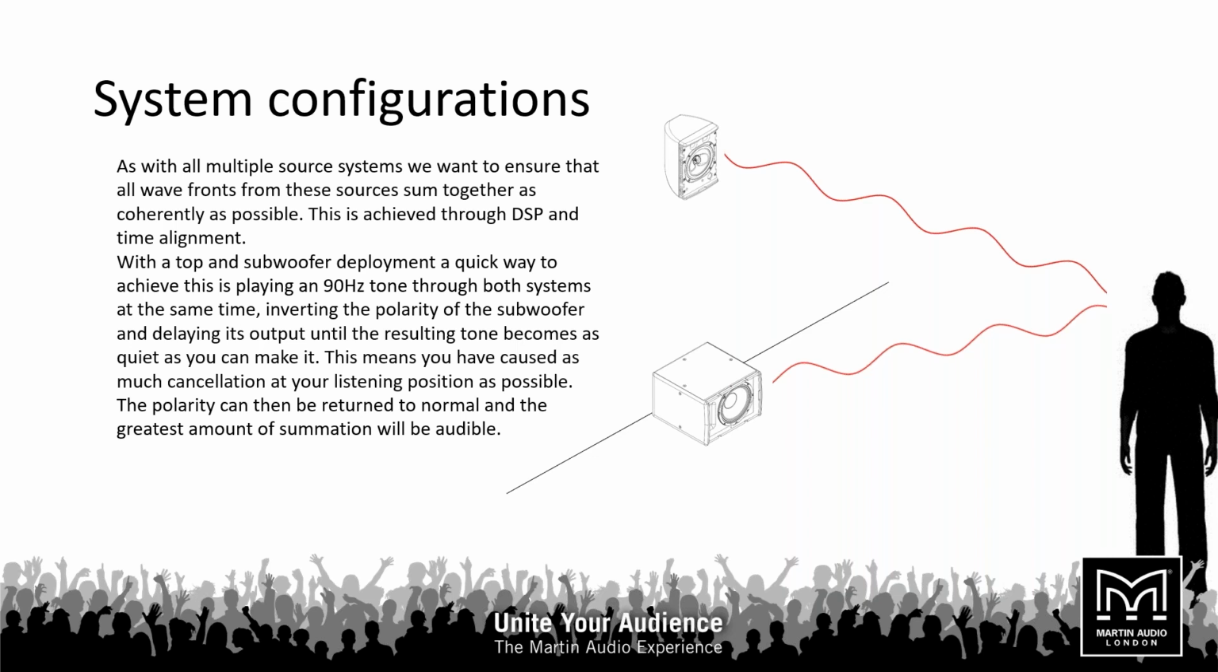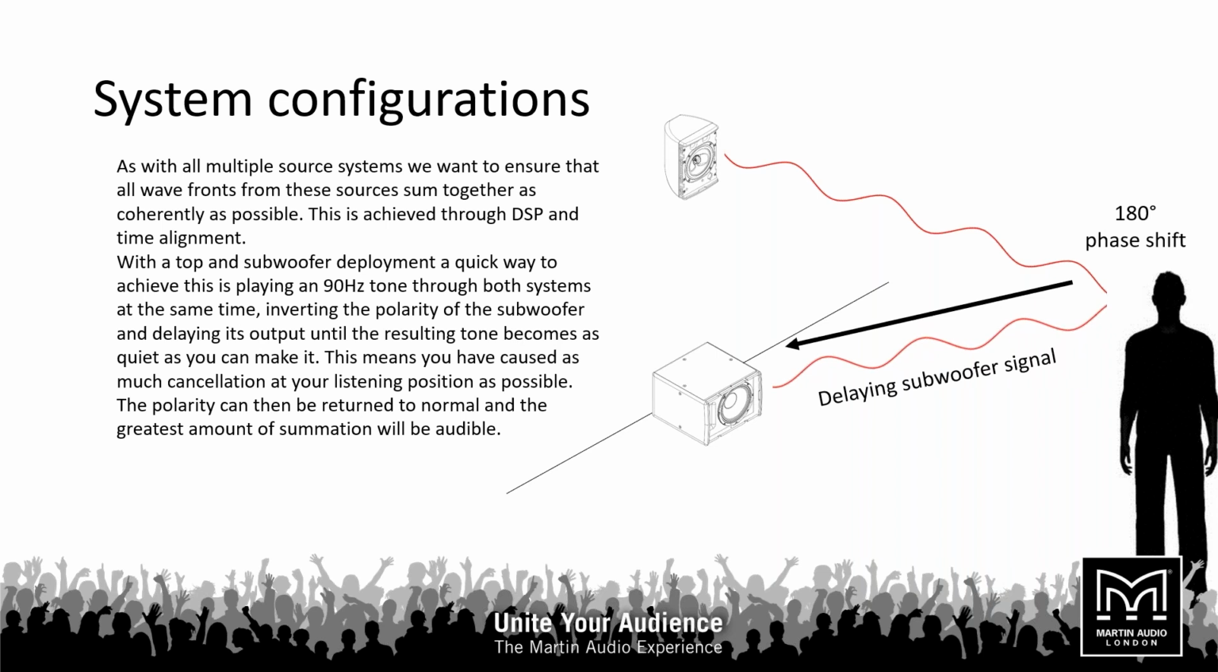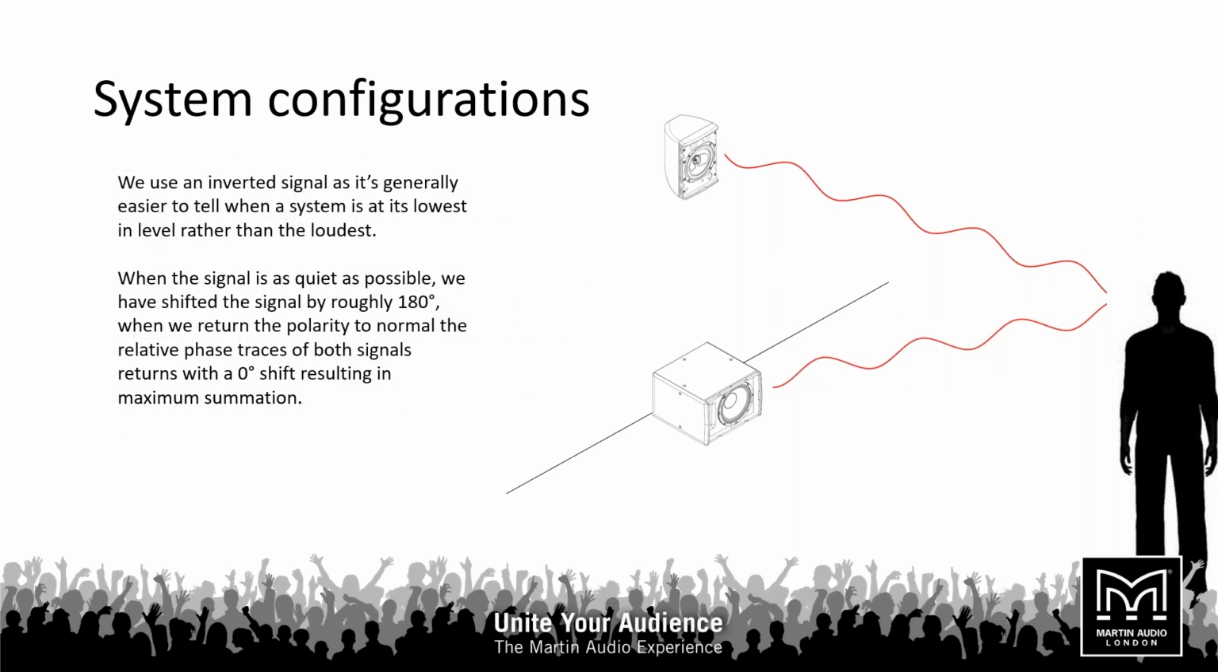The easiest way to then do that is to invert the polarity of the subwoofer signal, and we're just going to delay the signal to the subwoofer until the whole system is as quiet as we can possibly make it. So here we go, delaying the subwoofer. Now the tone that we can hear in our listening location is as quiet as we can make it. We can then revert the polarity of the subwoofer back to normal, and this is going to give us the greatest summation possible, and we know that both of these wavefronts are arriving in phase.